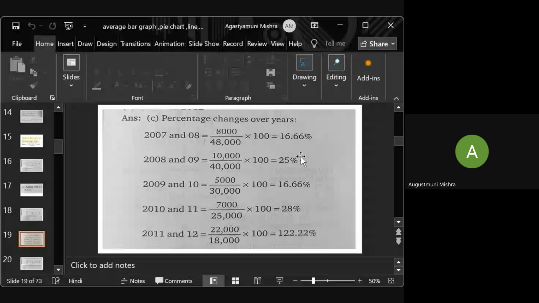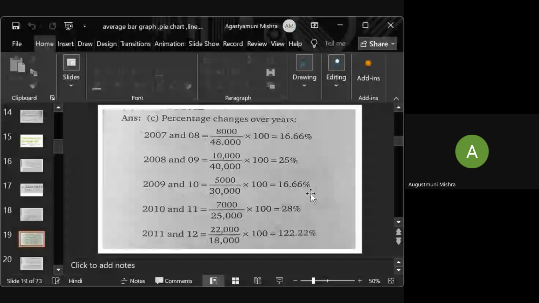The slide is not visible. Yeah, now it is visible. Okay, it is visible, ma'am. Okay, I think it is visible now.